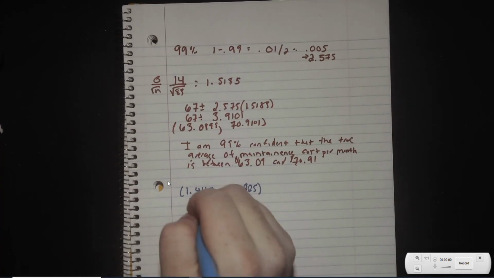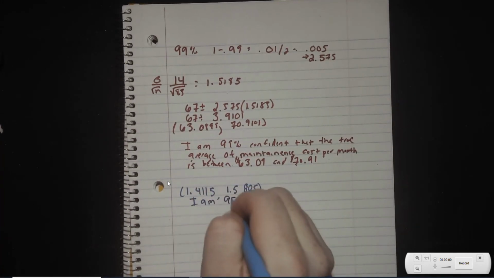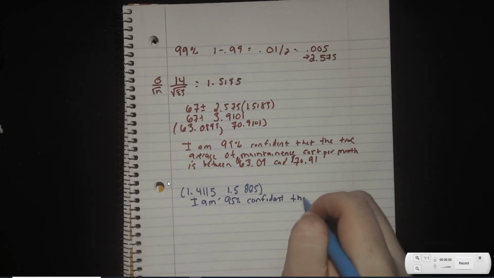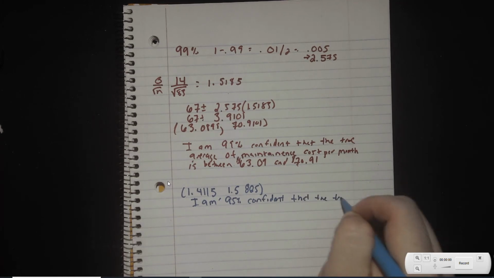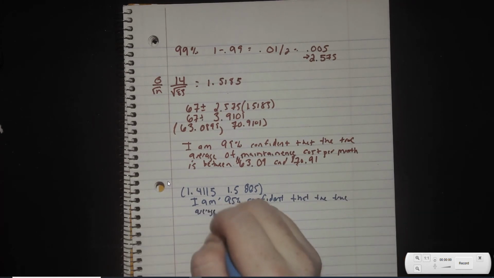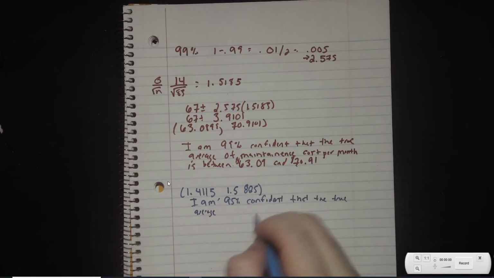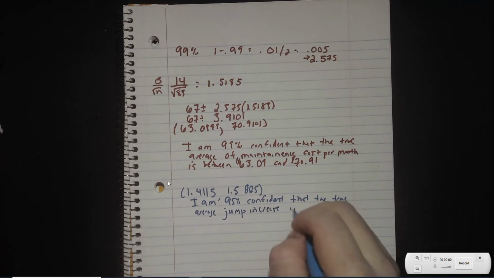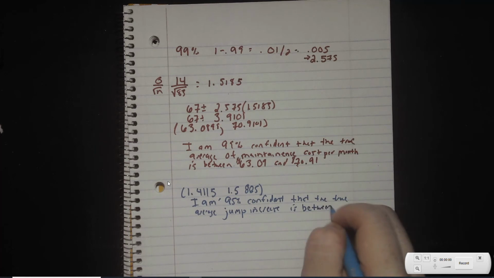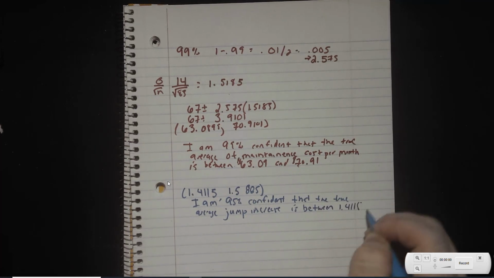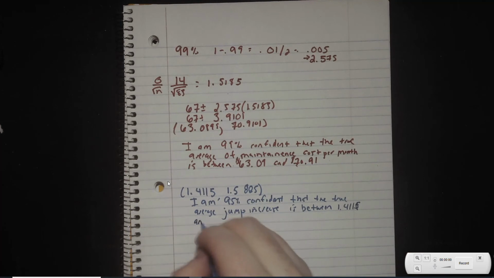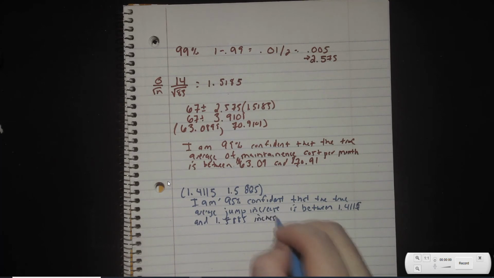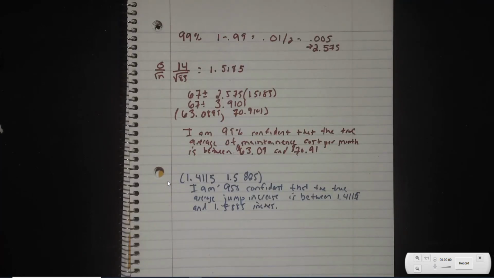So I am 95% confident that the true average jump increase is between 1.4115 and 1.5885 inches. And voila.